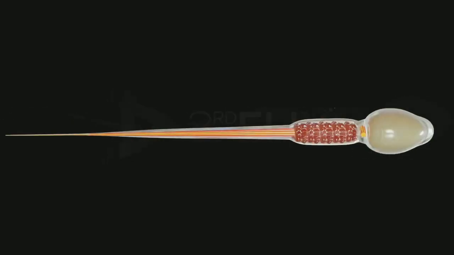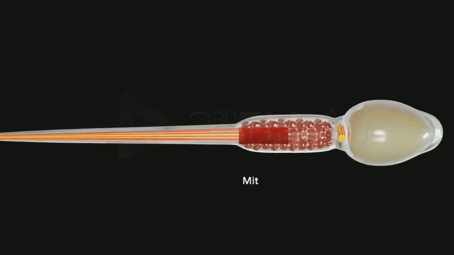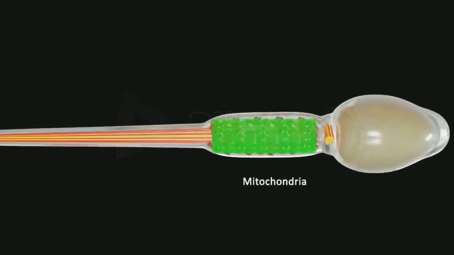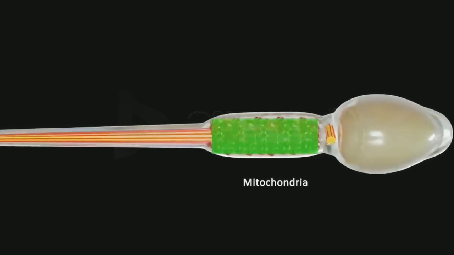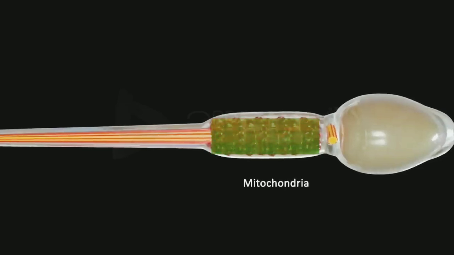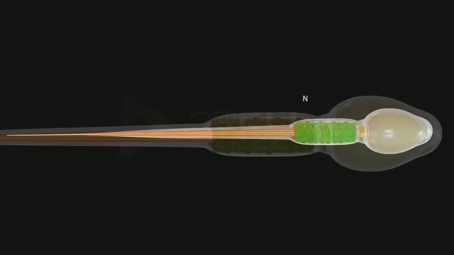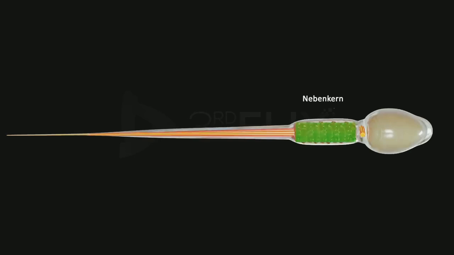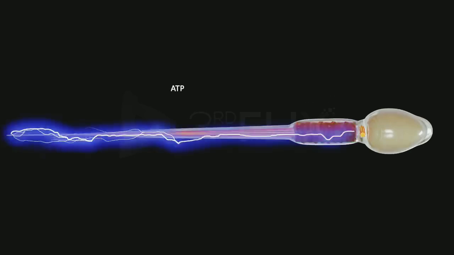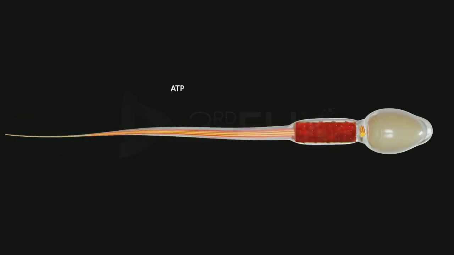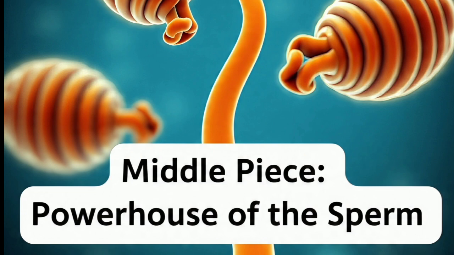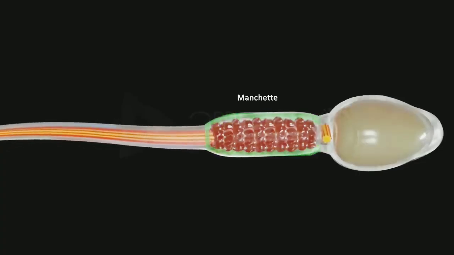The middle piece of the sperm contains numerous mitochondria, which are spirally coiled around the central axoneme, the central structure running through the tail and middle piece. This spiral arrangement of mitochondria is called the nebenkern. These mitochondria generate the energy required for tail movement. A thin layer of cytoplasm surrounds the middle piece, forming a sheath known as the manchette.